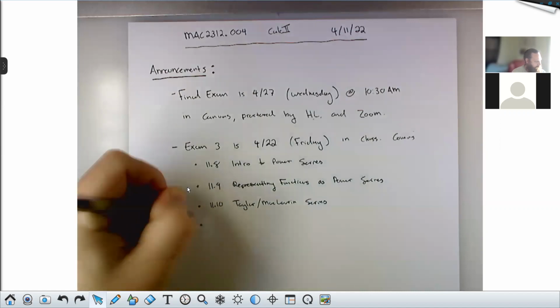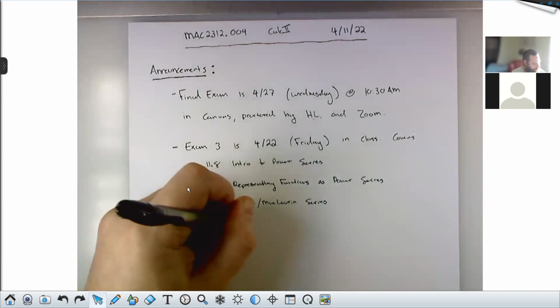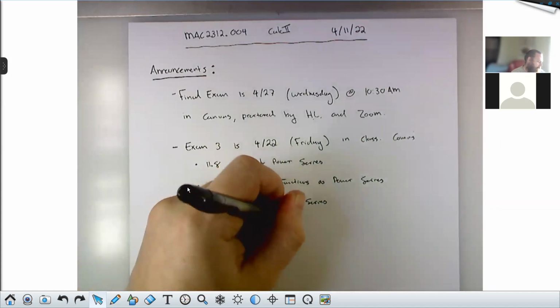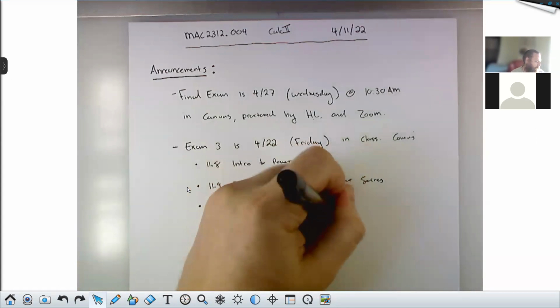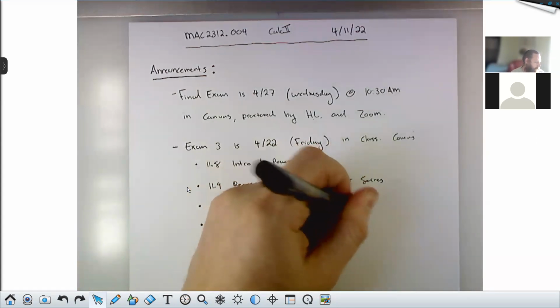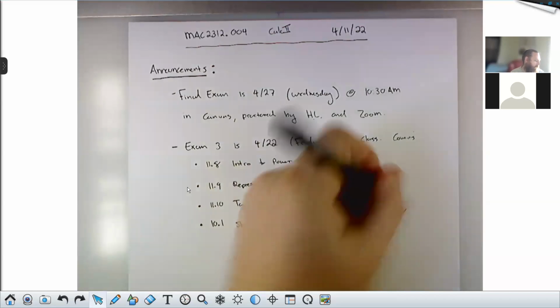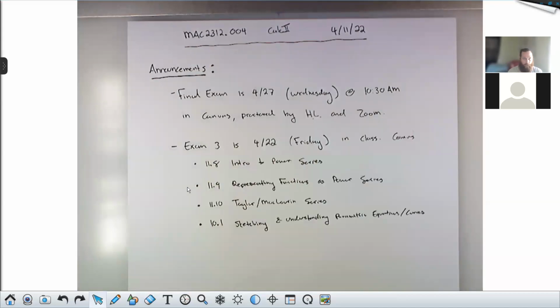Other sections that are going to be on the test. 10.1, which is on sketching parametric curves. So sketching and understanding parametric equations and curves. So this is like drawing the graph, understanding orientation, terminal point, initial point, all of that stuff.